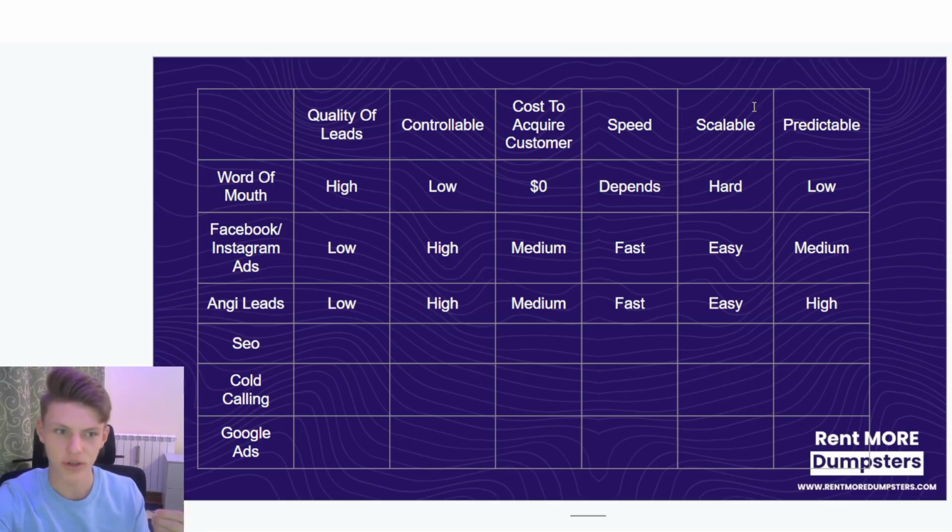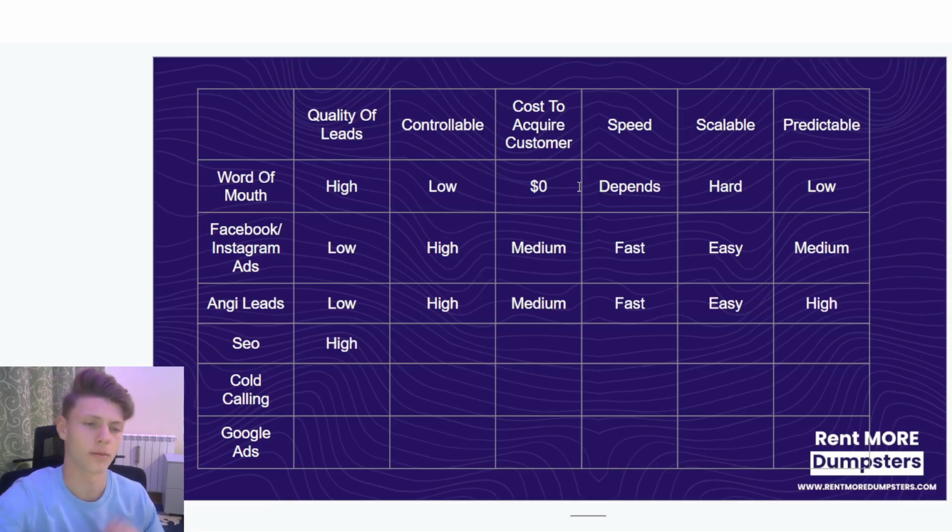But when it comes to the quality of leads, which is one of the most important metrics to consider, I would say it's the worst. So next up is SEO, and when it comes to quality of leads, I would say it's pretty good. It's high.